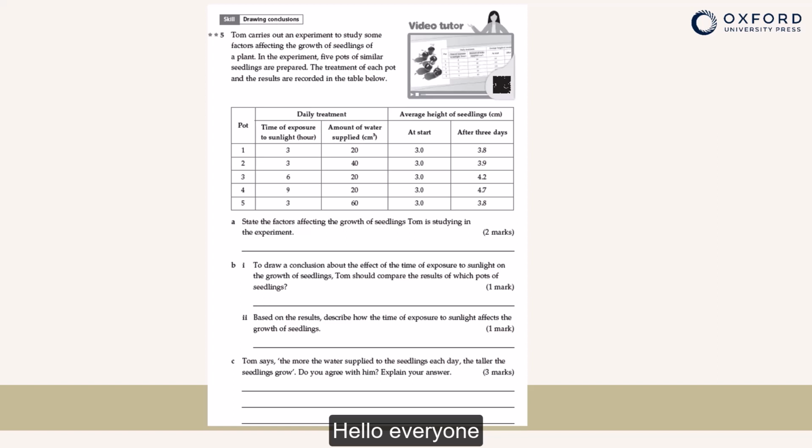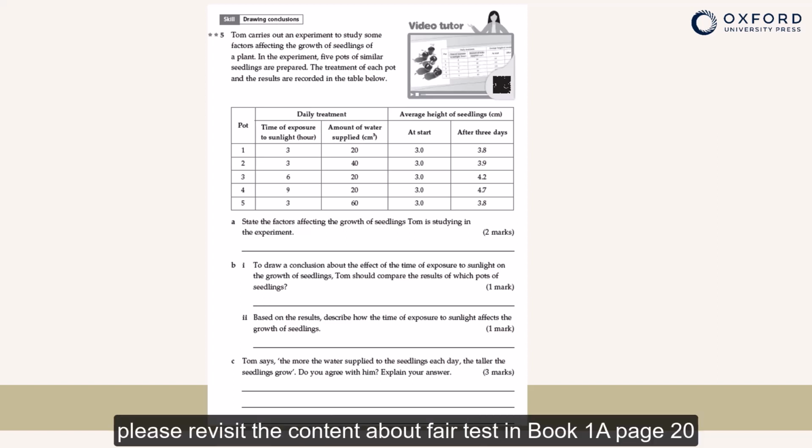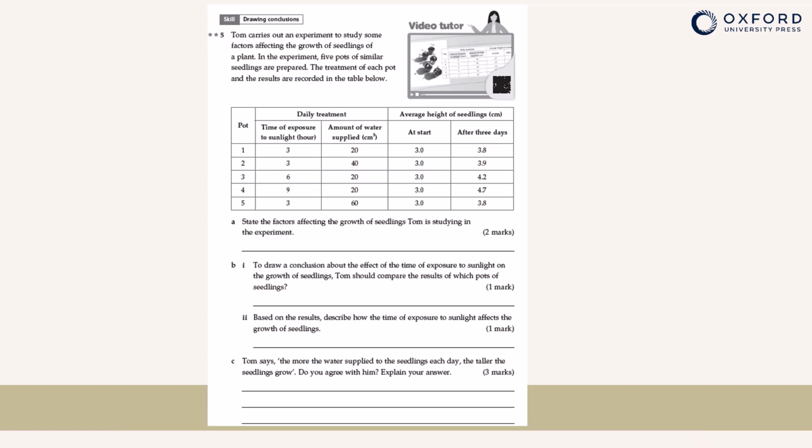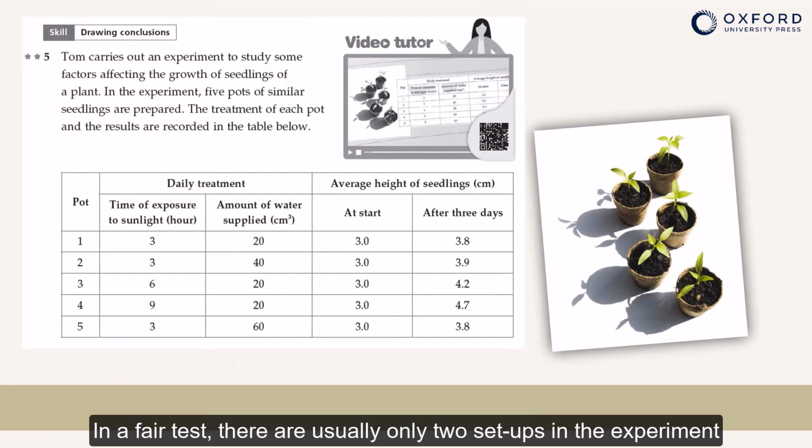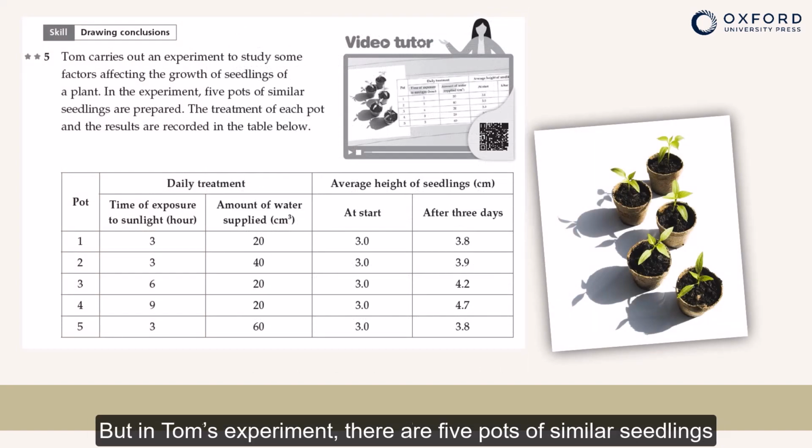Hello everyone. Before we get on with this question, please revisit the content about fair test in Book 1A, page 20. In a fair test, there are usually only 2 setups in the experiment. But in Tom's experiment, there are 5 pots of similar seedlings.